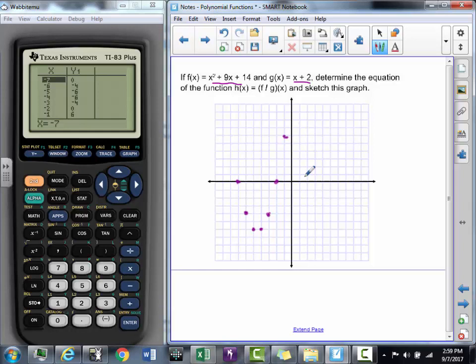Oh, are you doing x's and y's backwards? Okay. Hopefully yours will start looking like mine, and you'll see that it looks like a quadratic, right?